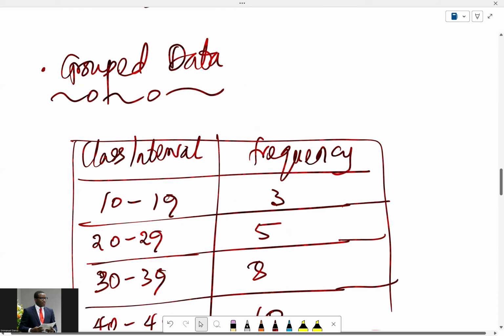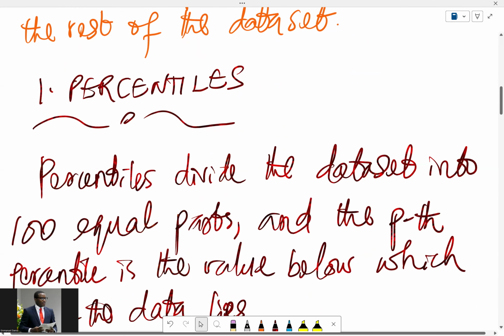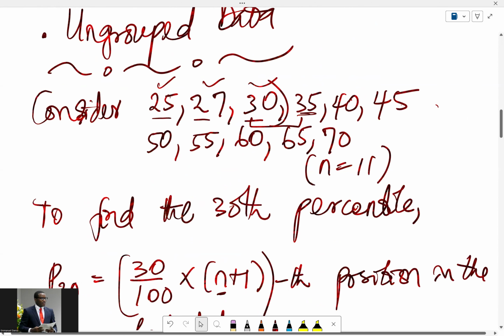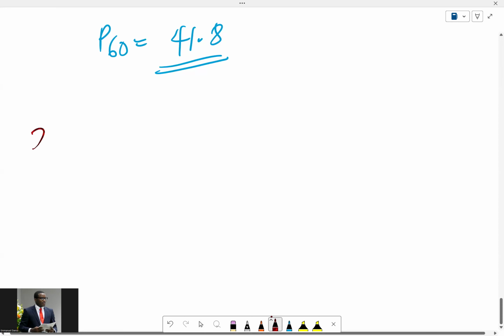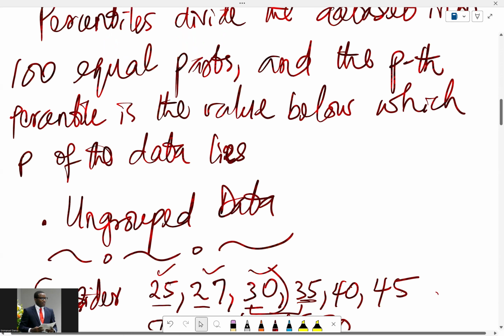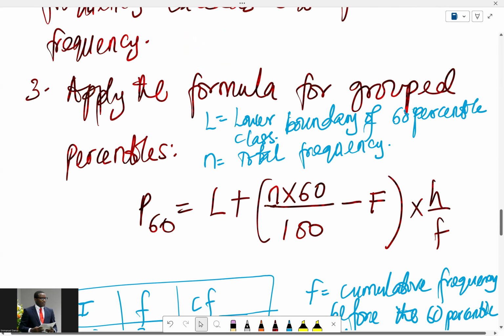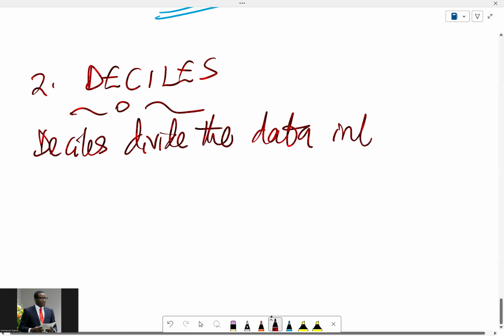So having talked about percentiles, I'll go on to talk about deciles. Percentiles divide the data set into 100 equal parts. So what about deciles now? For deciles, we say that deciles divide the data into 10 equal parts.